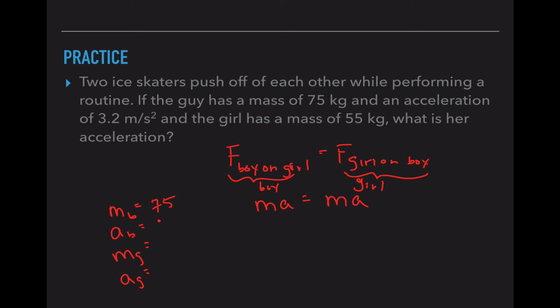The mass of the boy is 75 and the acceleration is 3.2. The mass of the girl is 55 and the acceleration we don't know. So we have 75 times 3.2 equals 55 times A. 240 equals 55 times A. Now we have to divide out that 55. And A equals 4.36 meters per second squared. So we were able to do a similar calculation in one step instead of breaking it down into two.